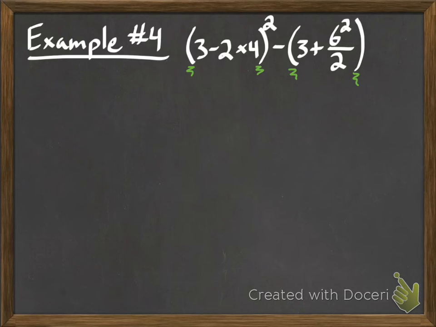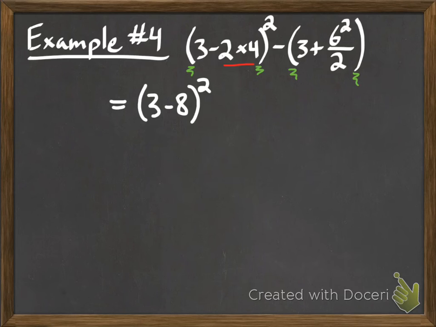Okay, so first, brackets. We got 2 sets of brackets. So I'm going to do both of these at the same time and simplify what's inside the brackets all together. So in the first set of brackets, what do we have? So what we're going to do first is our multiplication. So we're going to go 2 times 4 first. So when we rewrite this, we get 3 minus 8 all squared.